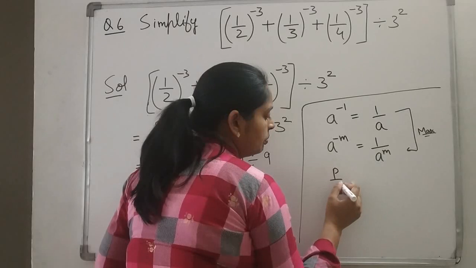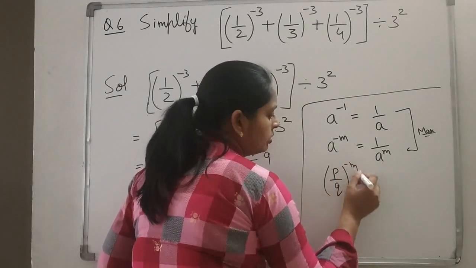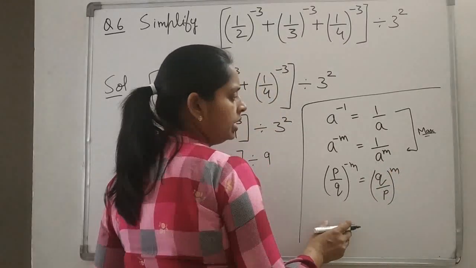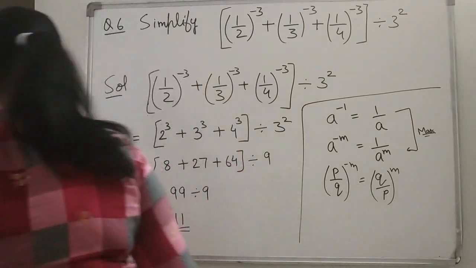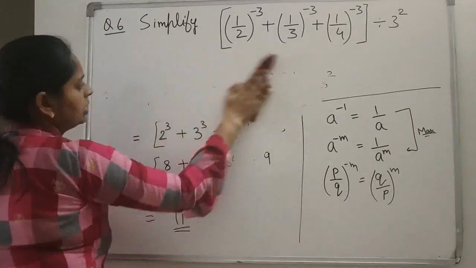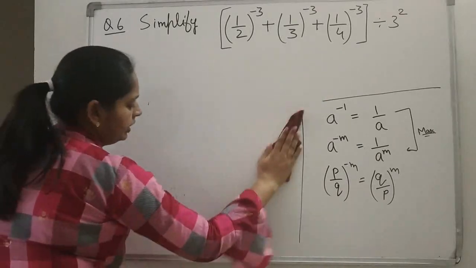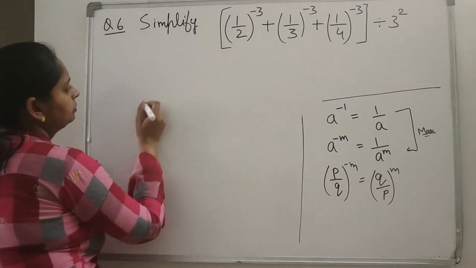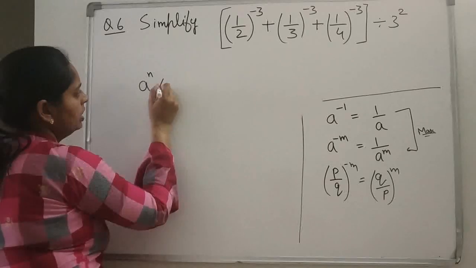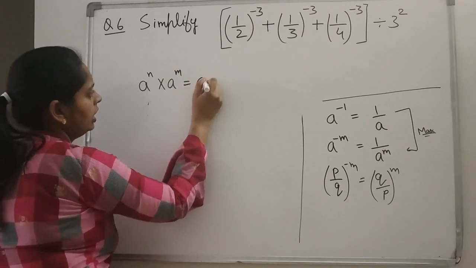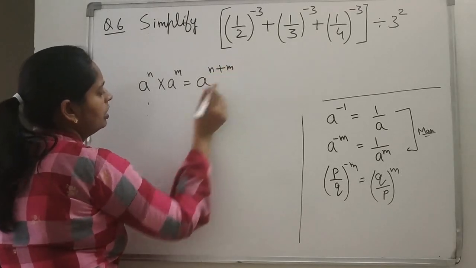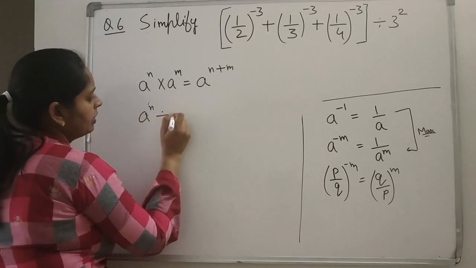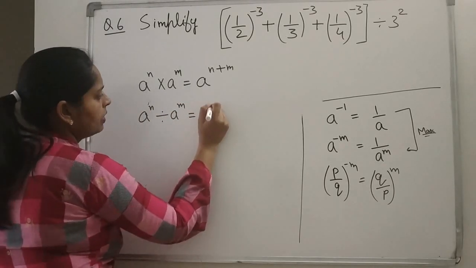Or we can also write (P upon Q) to the power minus m is equal to (Q upon P) to the power m. Right? And other than this, some more laws we are using about multiplication and division. Let's recall those also, and then I hope you will do your second chapter very nicely. See what we have done. a to the power n multiplied by a to the power m is equal to what? a to the power n plus m. When the base is the same, the powers get added. a to the power n divided by a to the power m is equal to a to the power n minus m.